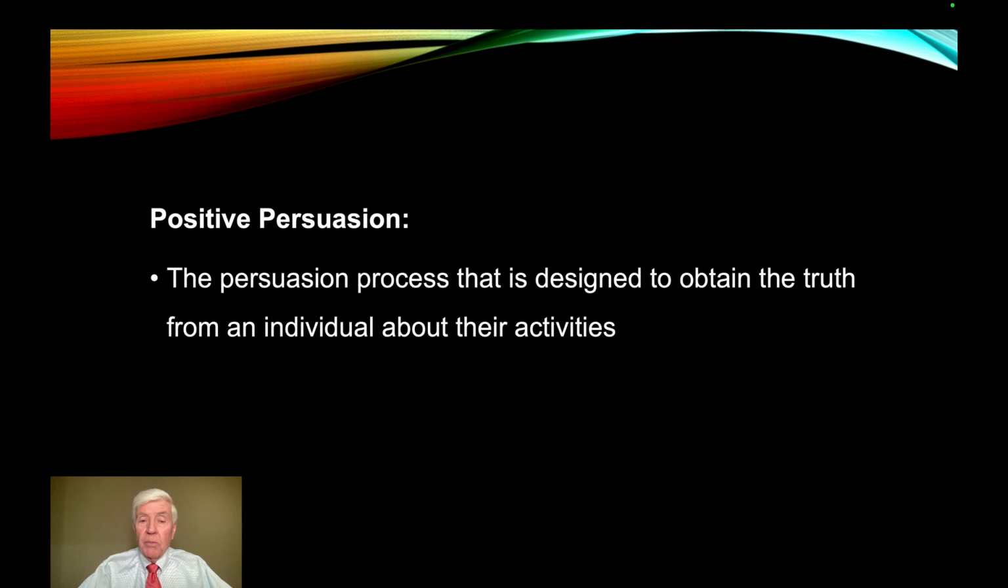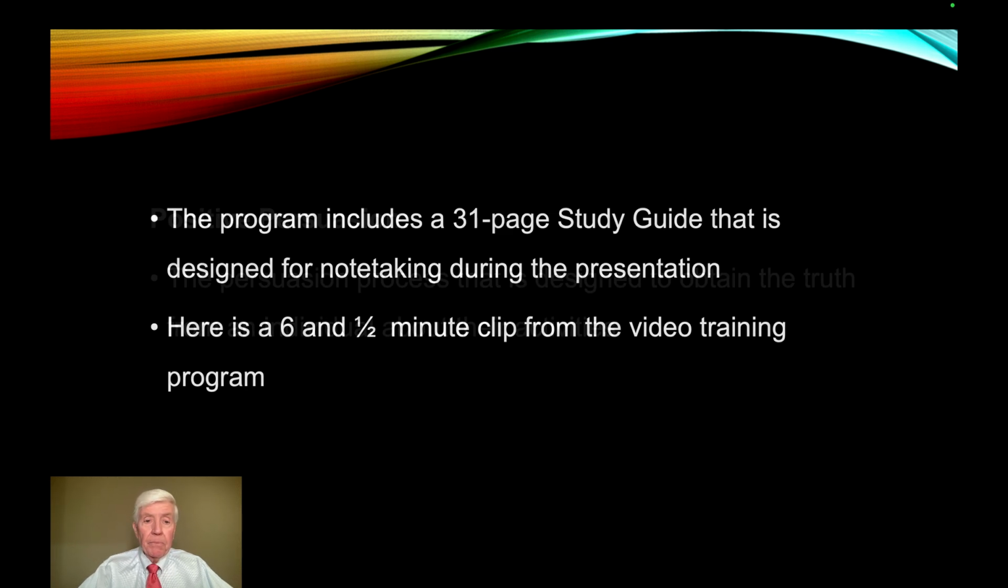And the third part will be positive persuasion. When we have identified the person who appears to have committed the act that's under investigation, how do we persuade them to tell the truth about what they've done?